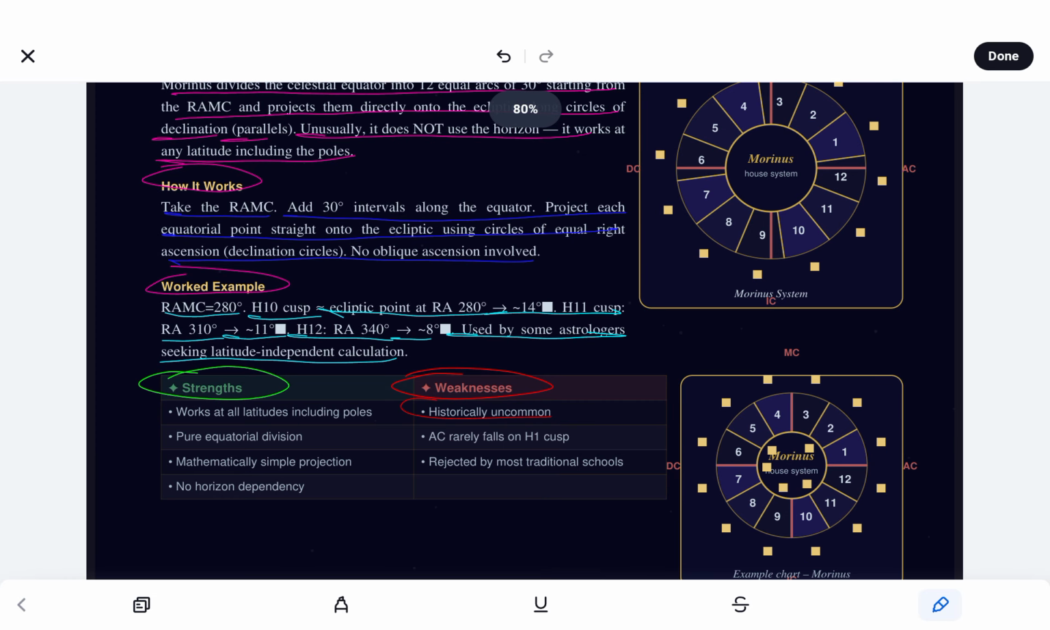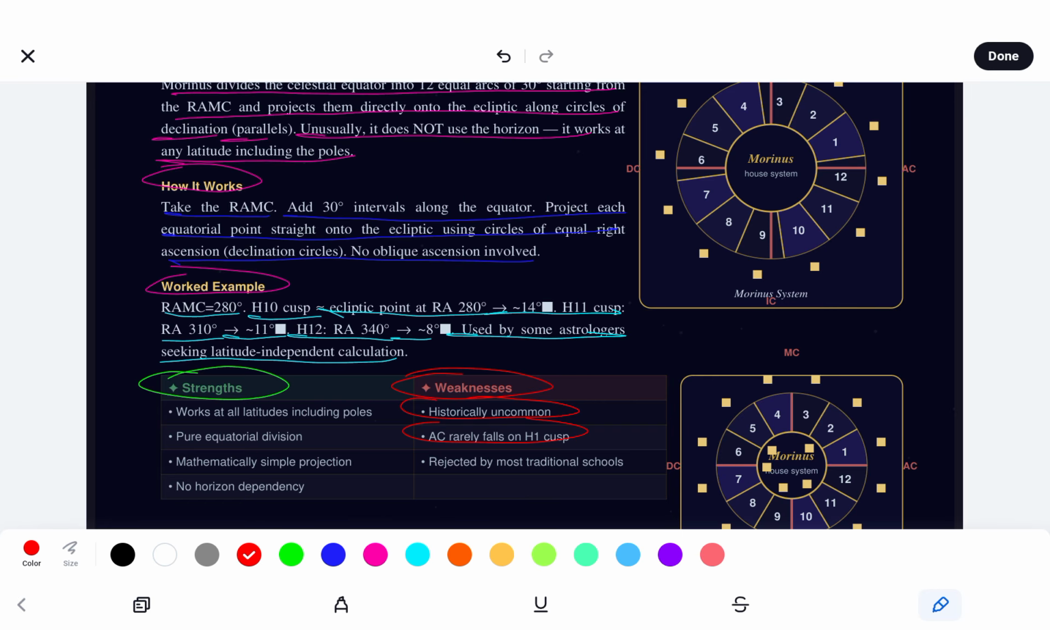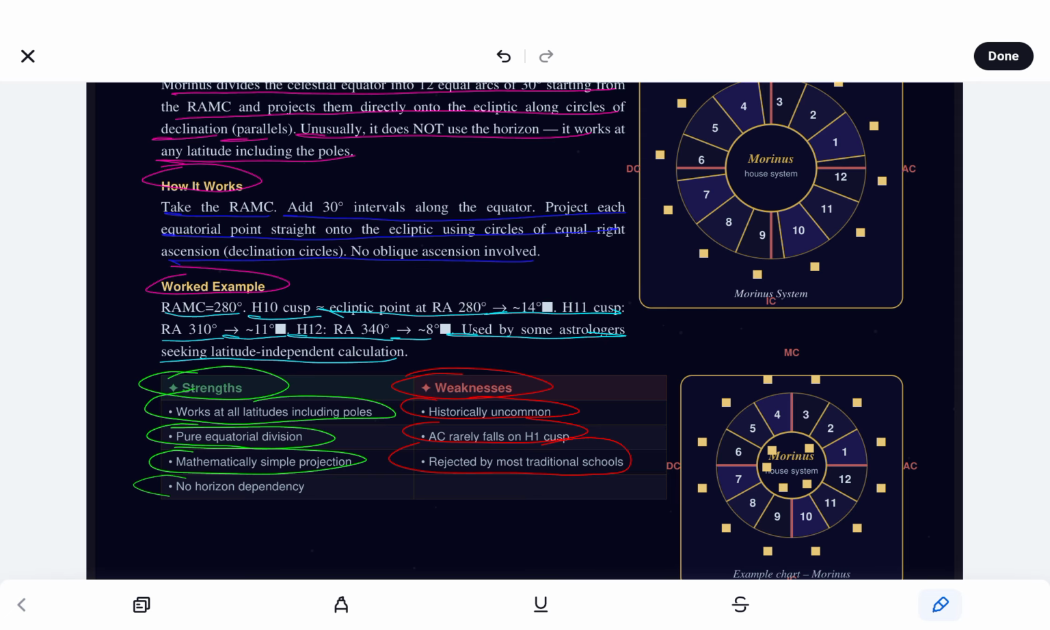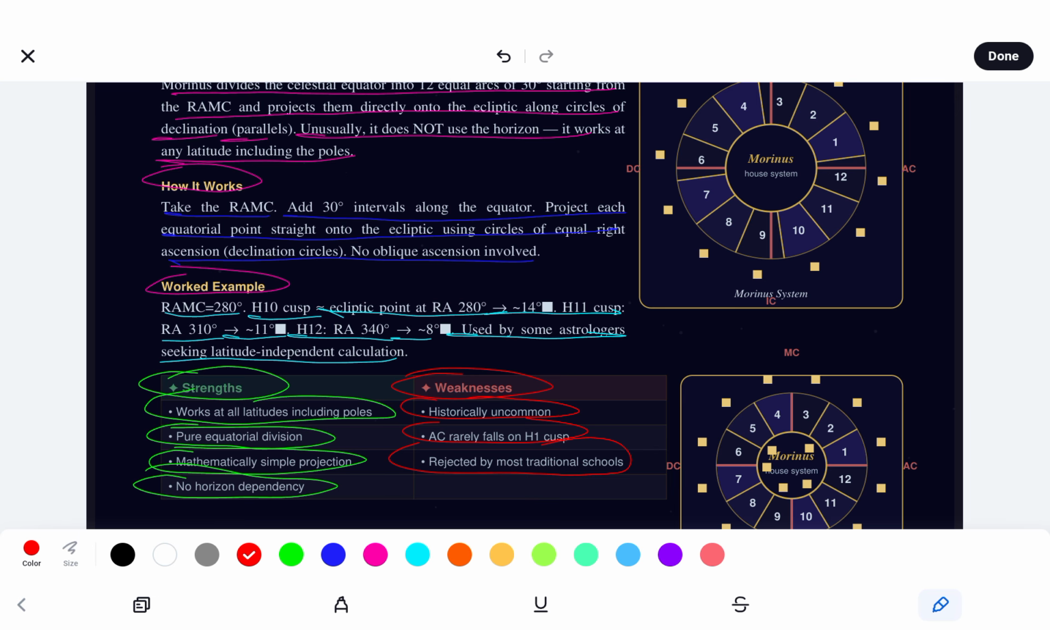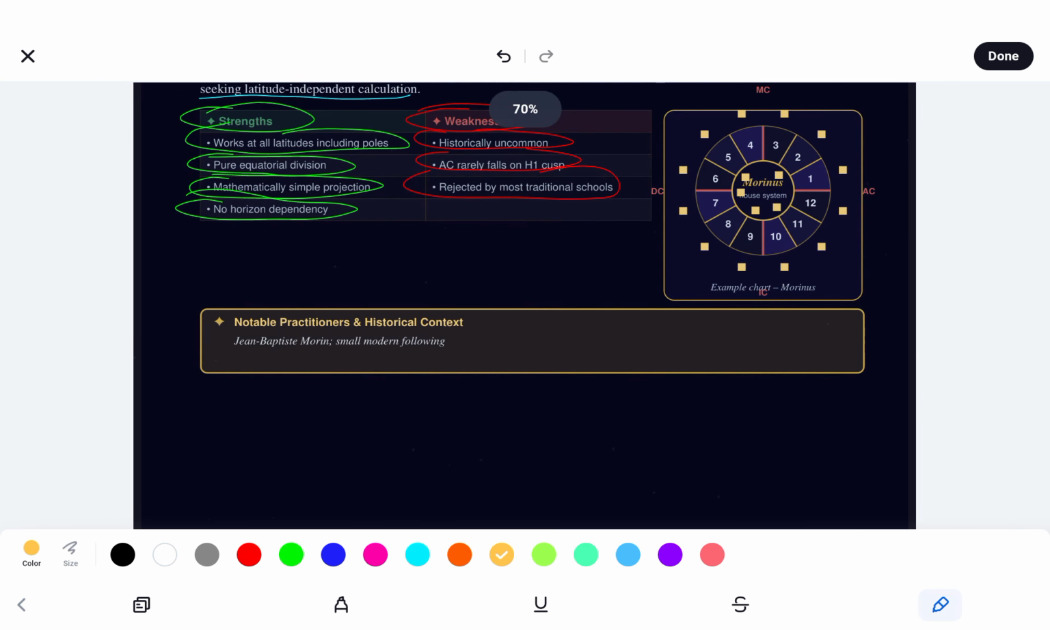So we see its weaknesses: historically uncommon, AC rarely falls on the H1 cusp, that's the first house, rejected by most traditional schools. And strengths: it works at all latitudes including poles, pure equatorial division, mathematically simple projection, and no horizon dependency. Primarily used by Jean-Baptiste Morin, small modern following.